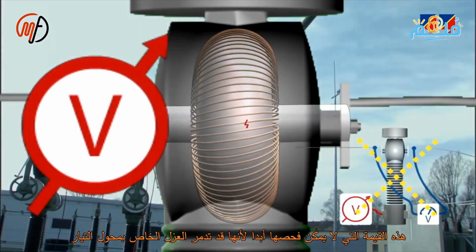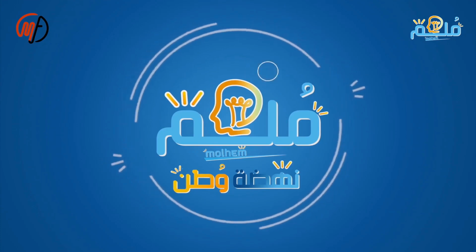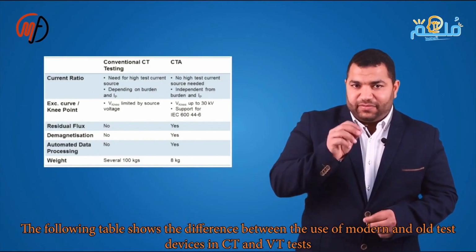Here it cannot be tested since applying more than 4 kV to the CT's secondary winding is not possible. The difference between modern and old testing devices in CT and VT tests.